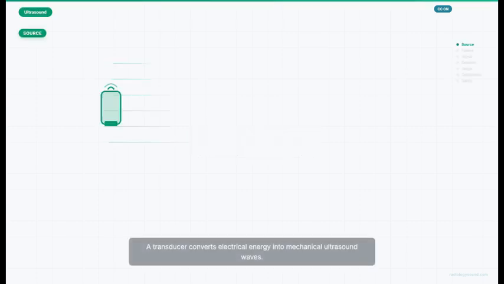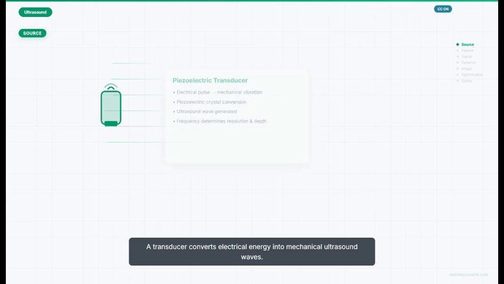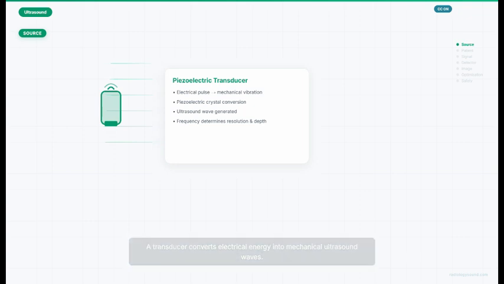So what will happen with ultrasound? Ultrasound is very easy, but still important, especially when it comes to exams. We have a transducer that will convert electric energy into mechanical energy and vice versa. That transducer contains a bit of crystal called piezoelectric. In that piezoelectric, we have the conversion of electric to mechanical and mechanical to electric.